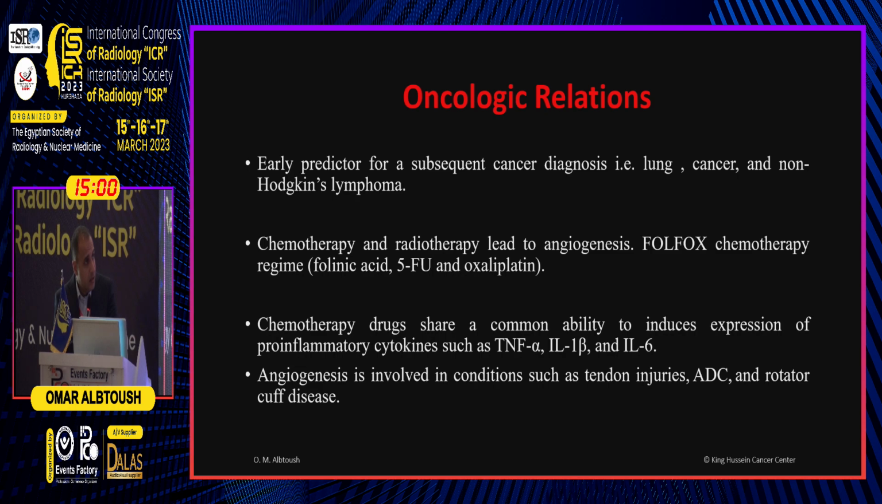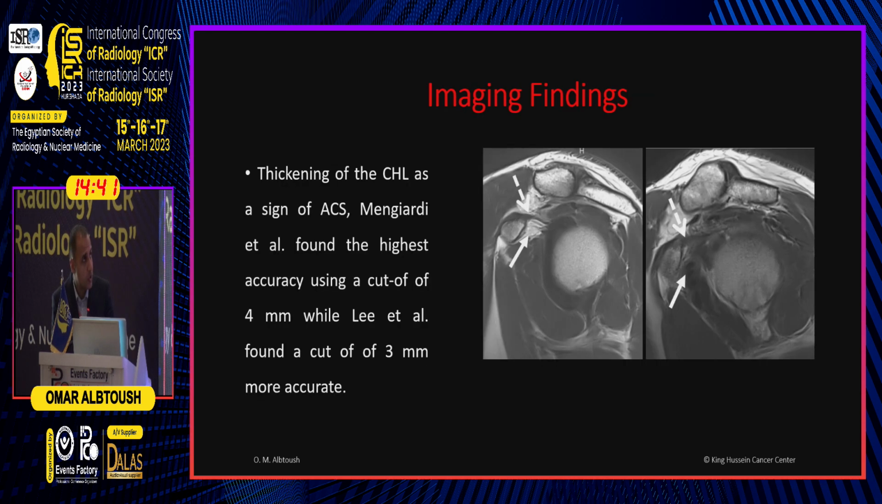It can, for example, predict some cancers like lung cancer, breast cancer, and non-Hodgkin lymphoma. Chemotherapy also is a cause of frozen shoulder. Angiogenesis is the hallmark behind the chemotherapy effect, resulting in frozen shoulder.